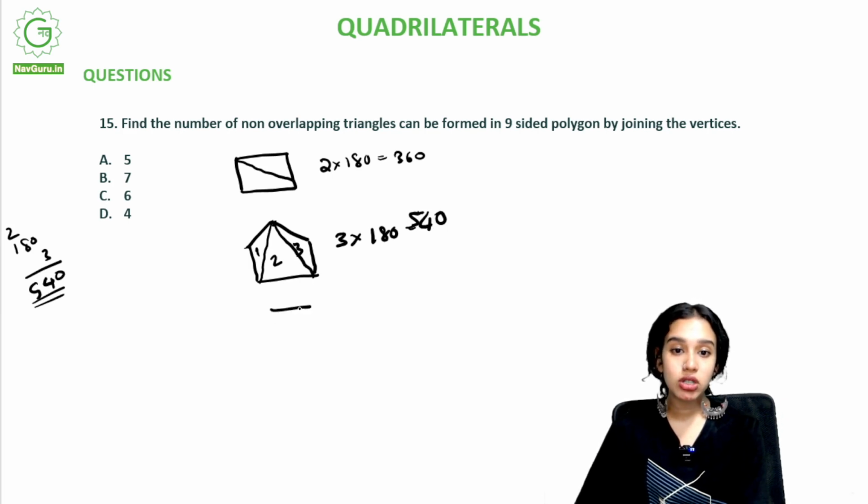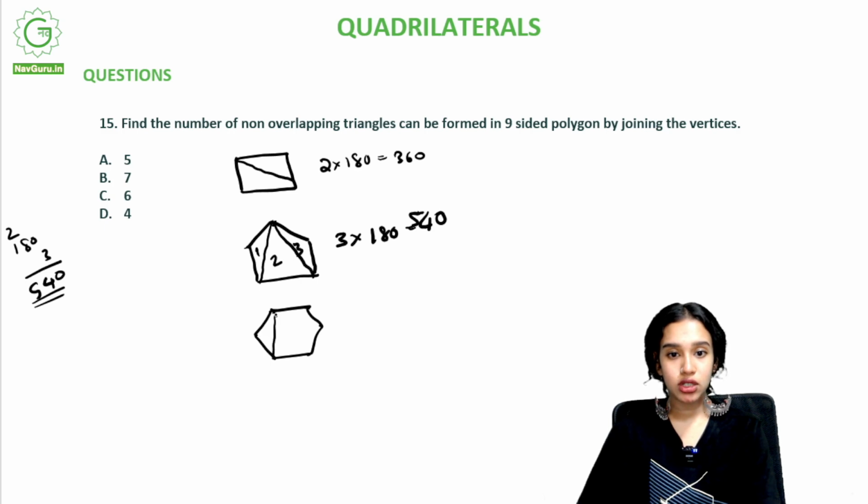So when we are talking about a hexagon, 1, 2, 3, 4, 5, 6, right? How many triangles can be formed? Let's say from each corner we take 2. So how many triangles did we get? For a hexagon, a 6-sided polygon, we got 4 triangles, right? That is 4 into 180 would be the sum of internal angles.